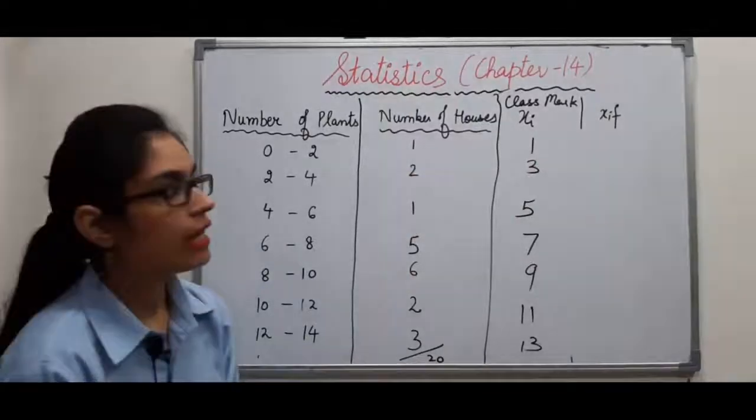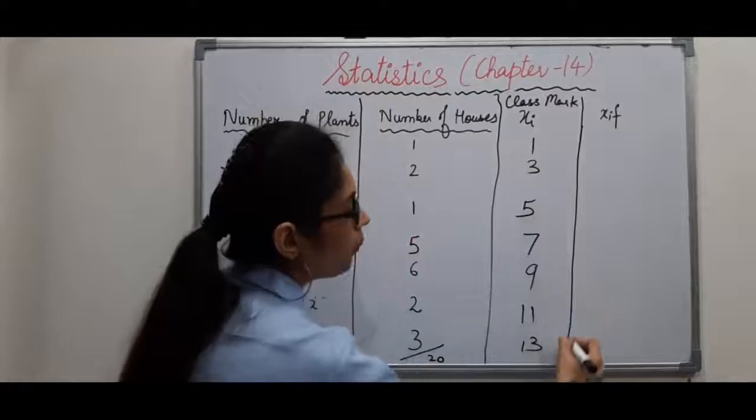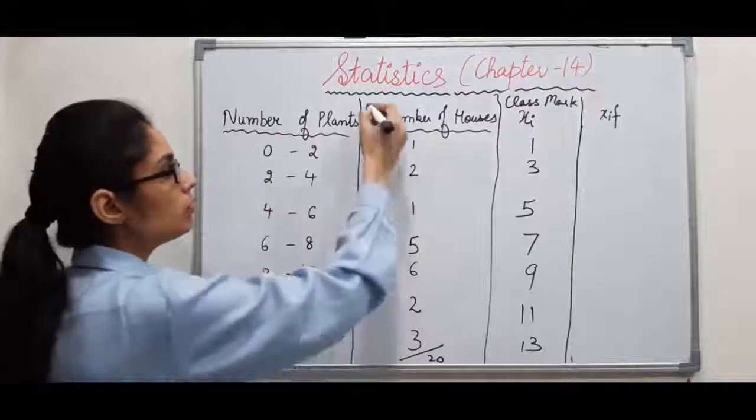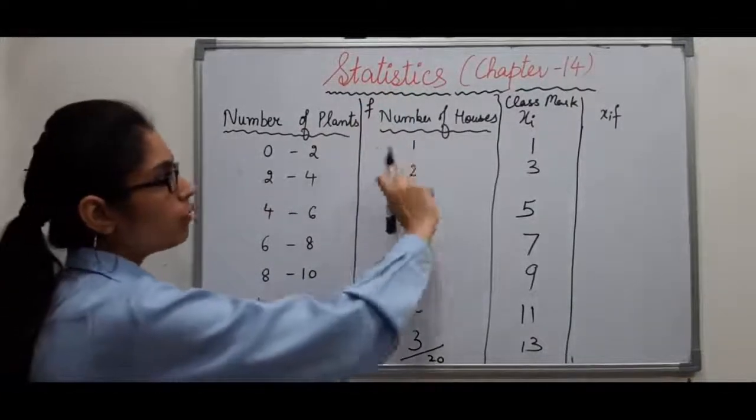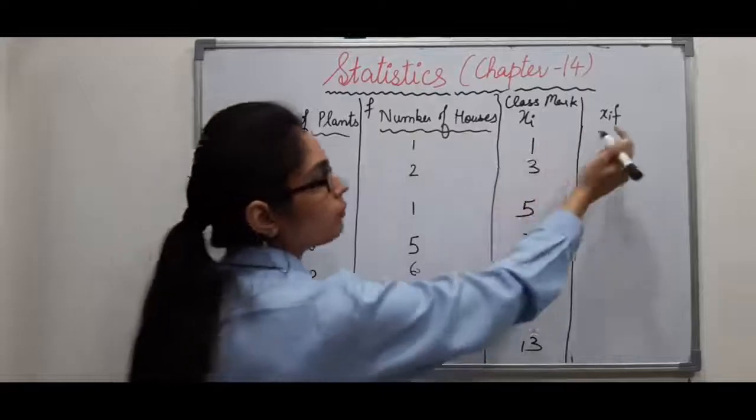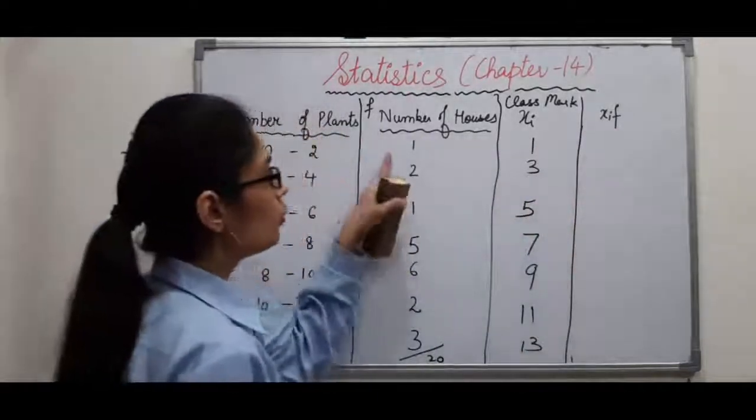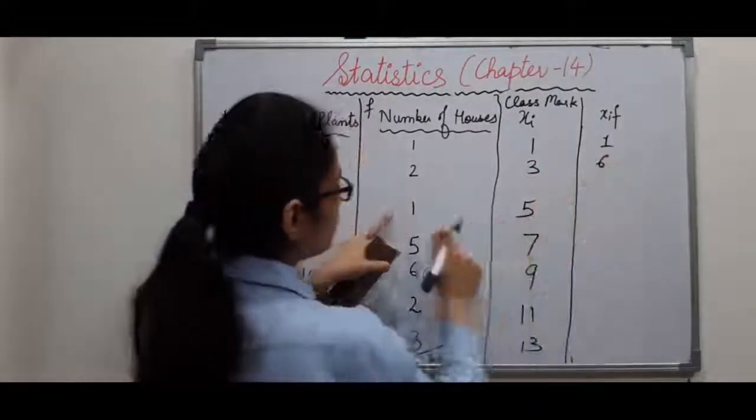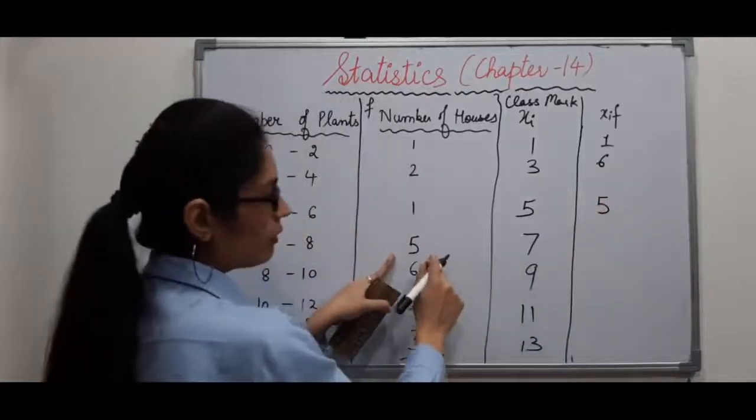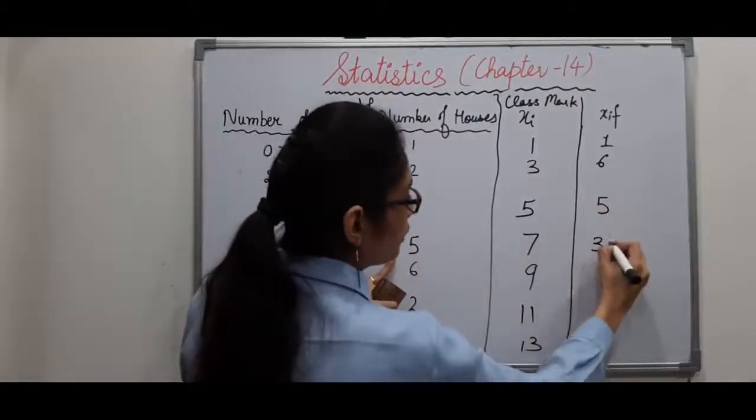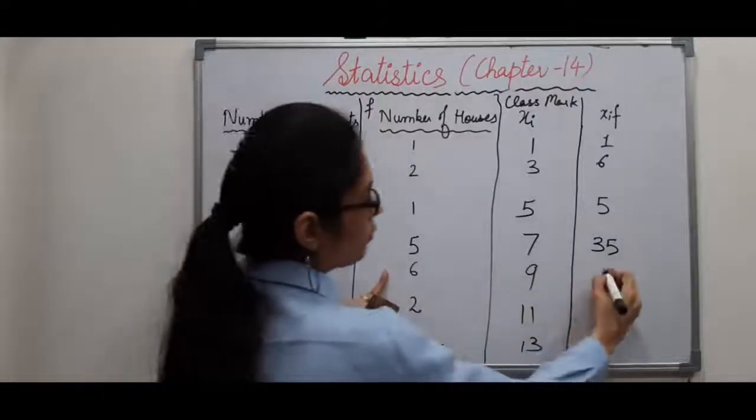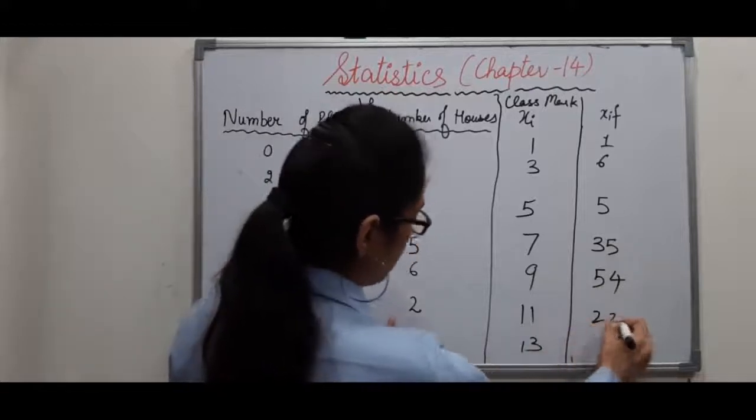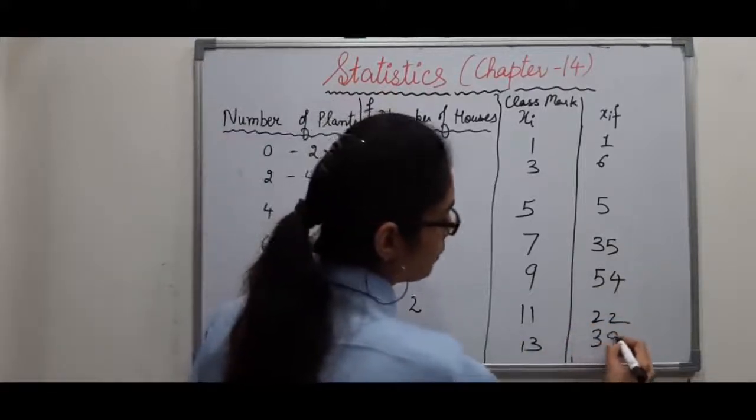The next thing we have to find is the product of class mark and frequency. This is the frequency, the number of houses. So you multiply frequency into class mark, that's what I have written, xi into f. So 1 into 1 is 1. 2 into 3 is 6. 1 into 5 is 5. 7 into 5 is 35. 6 into 9 is 54. 2 into 11 is 22. 3 into 13 is 39.